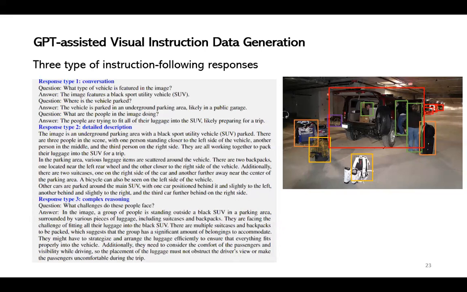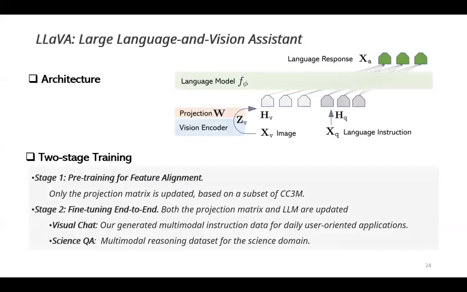Let me give you one concrete example. For complex reasoning, it's not about the image content. It's more about the implications of the image. In this example, the image content is maybe an SUV in a parking area. And in terms of complex reasoning, we are asking the question, what challenge do these people face? We see there is an SUV, and there is a lot of luggage, right? Apparently the challenge is how we could pack all this luggage into this compact car. So with this machine generated instruction following data, we create high quality instruction following data.